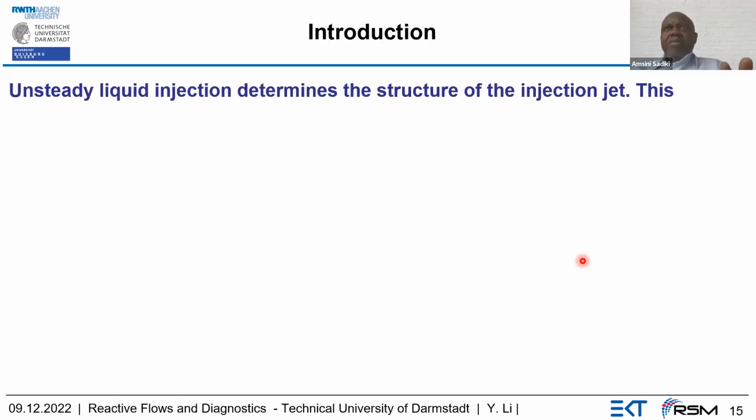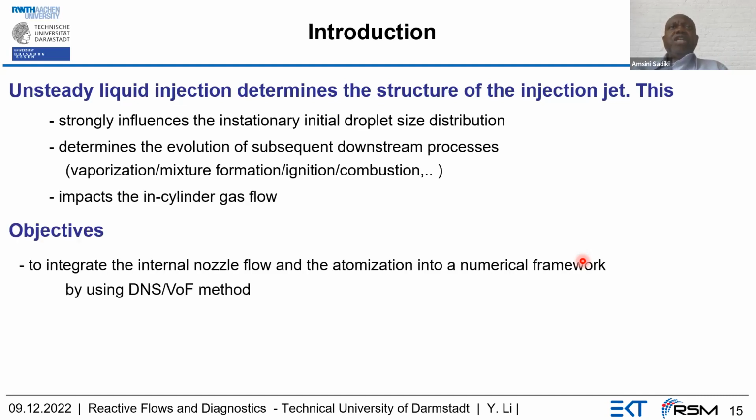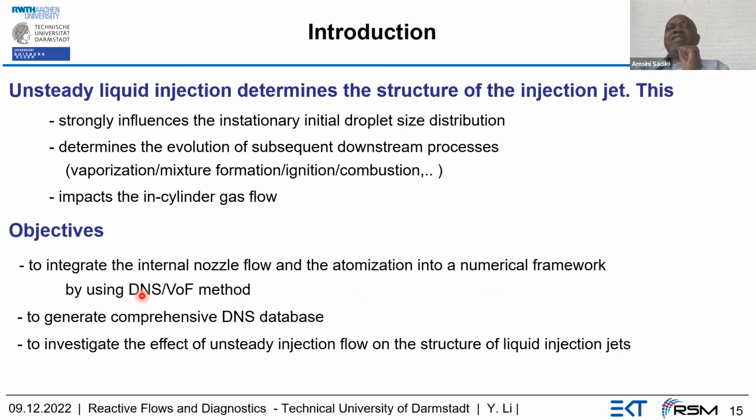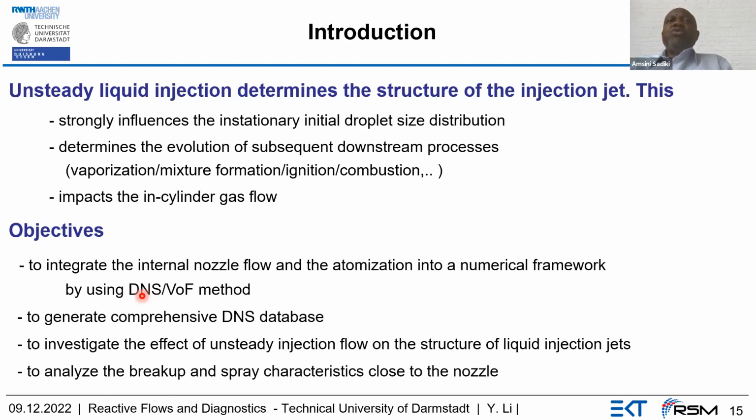we have the same introduction, but I would not like to repeat it here. The objective here was to integrate the internal nozzle and the atomization in a numerical framework by now using DNS VOF. If we have this DNS, this also means that we have comprehensive DNS data. And from that, we can also generate everything we want, the statistics of droplets, and investigate the effect of unsteady injection flow on the structure of the liquid injection jet. We can also analyze the breakup and the spray characteristics close to the nozzle, because it is DNS, so it is very costly to go very far from the nozzle exit.